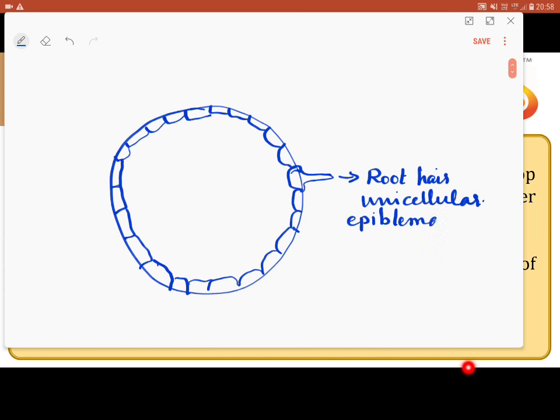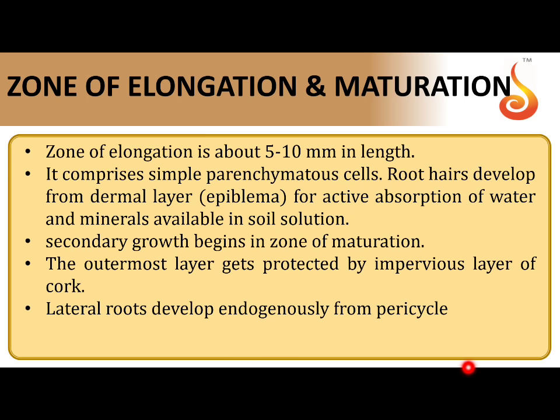epiblemma. What is epiblemma? Epidermis, the outermost layer of the root. Now, this is of high absorption activity of water and minerals. Very important. This is the main importance of root hair. Then we are moving into the last region called the zone of maturation.